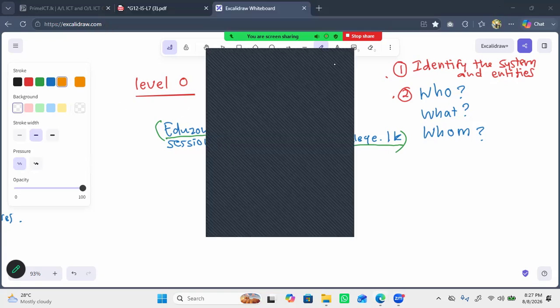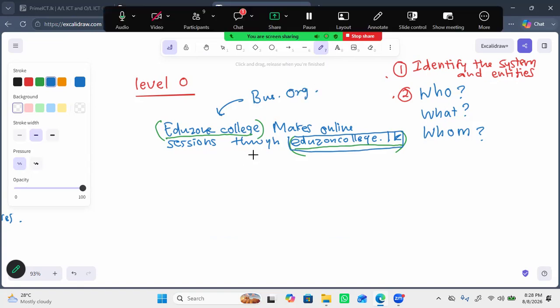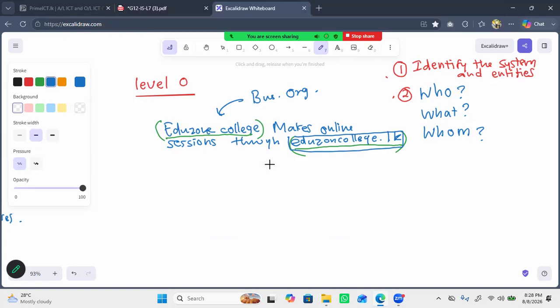Right, cool. EduzoneCollege.lk is our system. This is the system. This is just the business organization. First of all, identifying this is your first step to draw a context diagram. In a question, they will tell you. I will show you the past paper questions nicely, you will get it very clearly. First thing is identifying the system and entities.